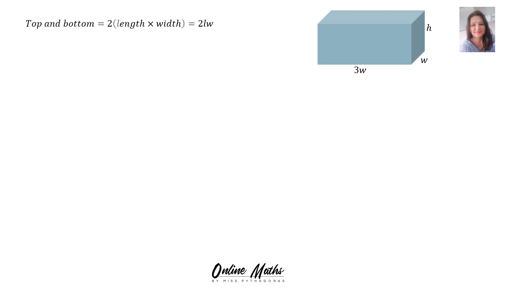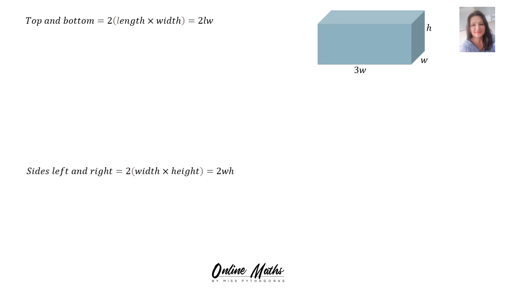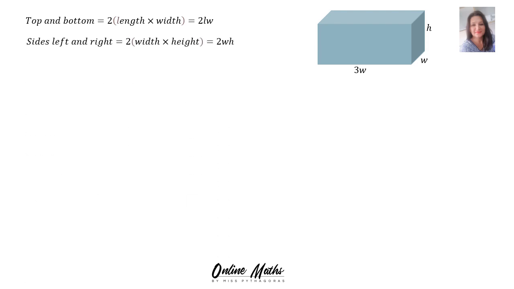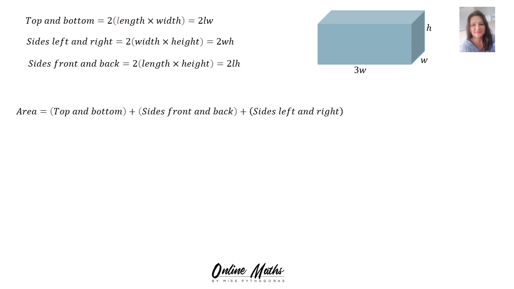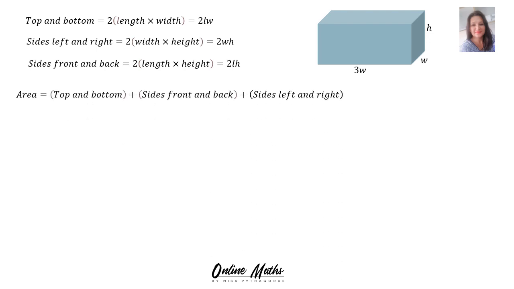So we start with the area. For the top and the bottom rectangles it will be 2, because there's 2 of them, length times width, which is 2LW. Then the sides left and right, there's 2 of them, width times height equals 2WH. And then the sides, the front and the back, is 2 of them, length times height, which is 2LH. Therefore, the area will be the top and the bottom plus the sides, front and back, plus the sides, left and right. And there I substituted in those little formulas.